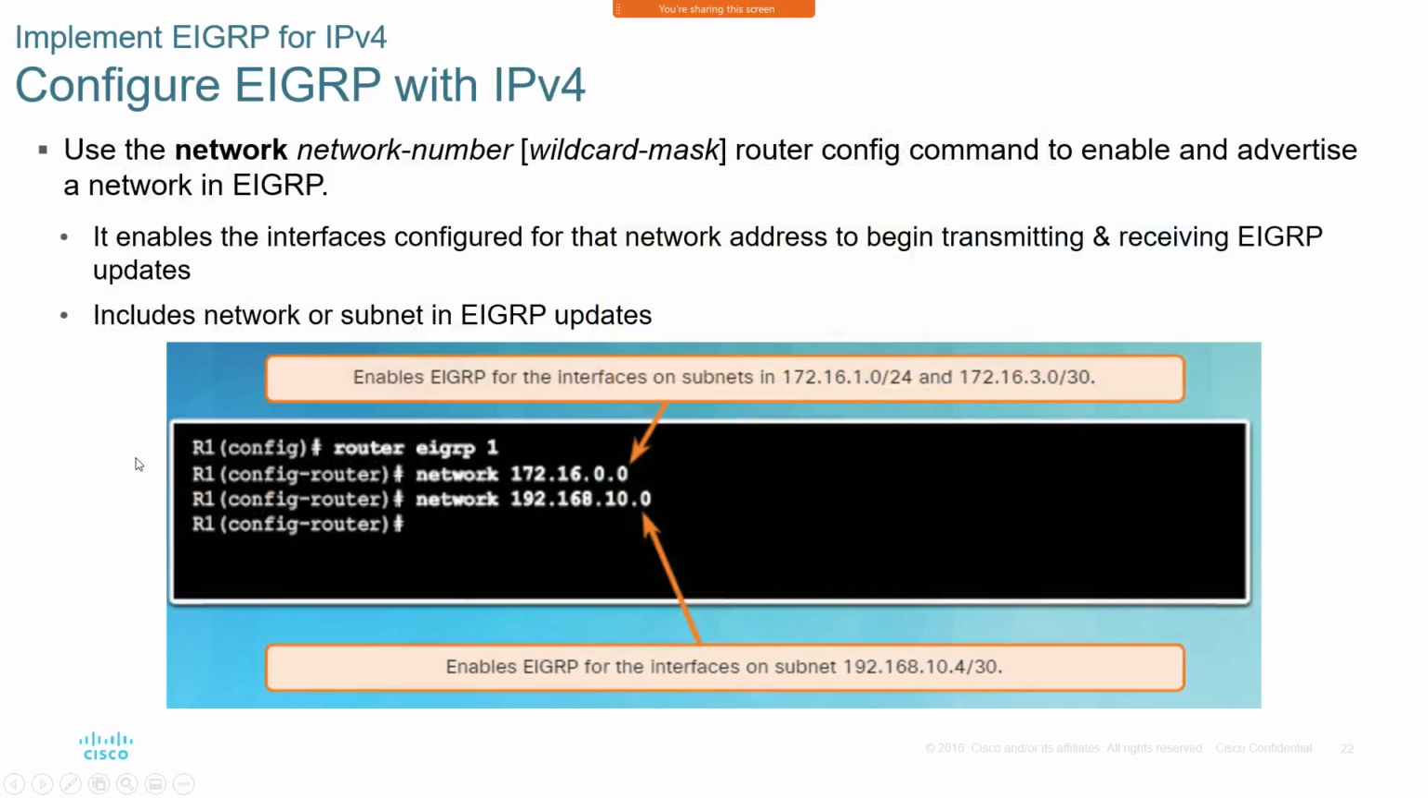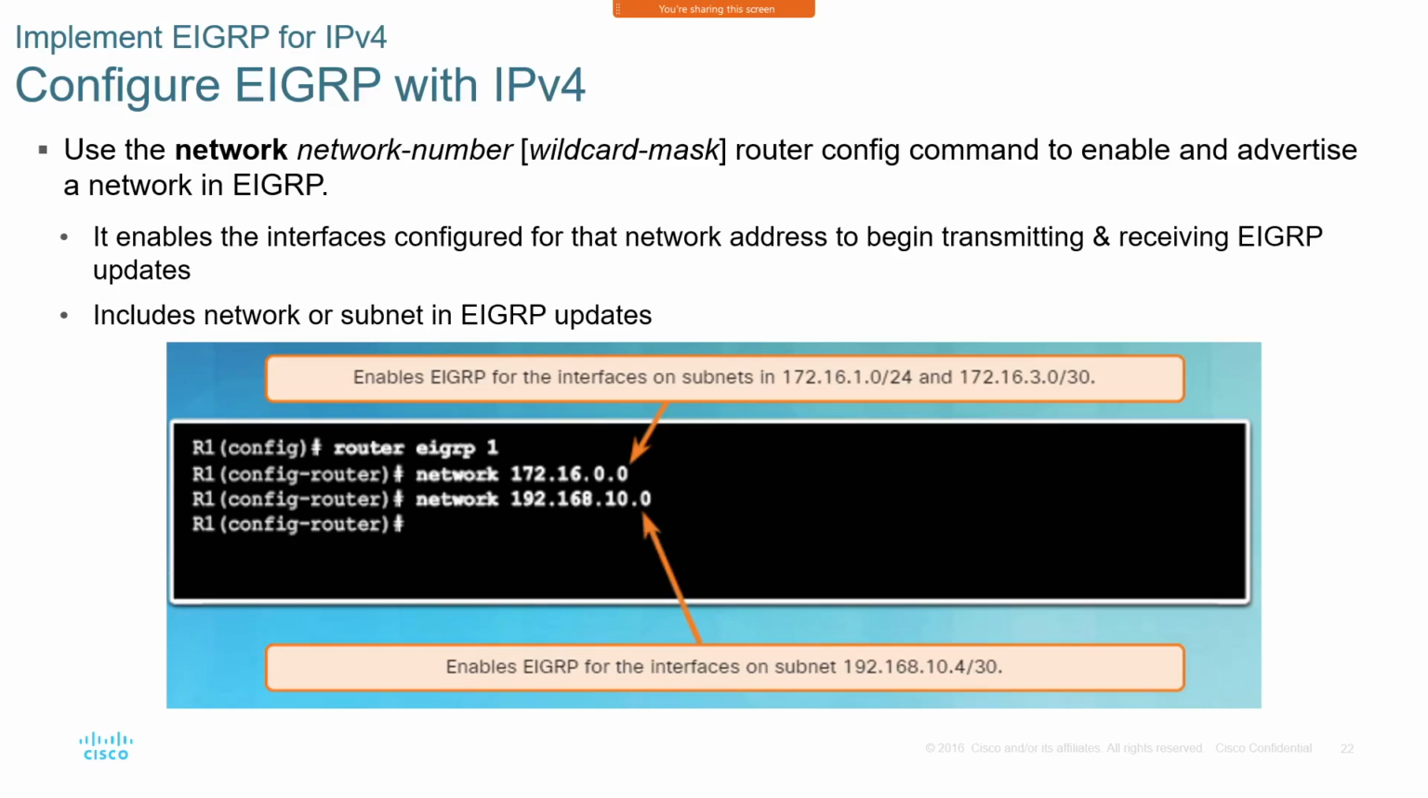Now, after we configure EIGRP, we know how to identify the routers with the router ID. We know that the router ID can be configured manually. We know that the router ID can also be set by the router itself automatically. We need to find a way to advertise the networks.